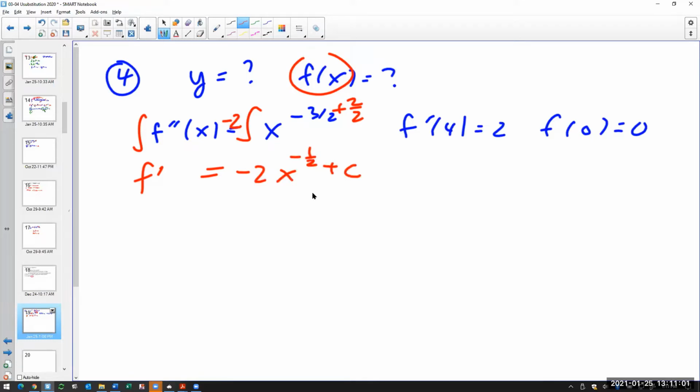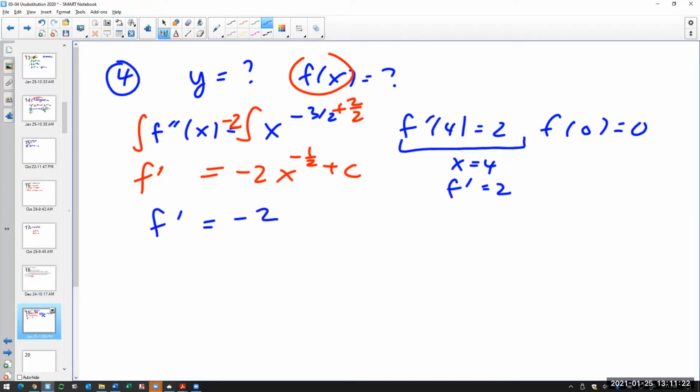Okay, I found f prime. But guys, I need to find Charlie. So the only way to find Charlie is to look for an initial condition. There's my initial condition. This says anytime x is 4, f prime is going to be 2. So you go plug this in. 2 equals negative 2. Actually, you can't plug into this x raised to negative 1/2, so let me change it.